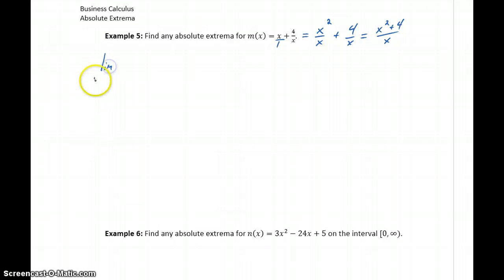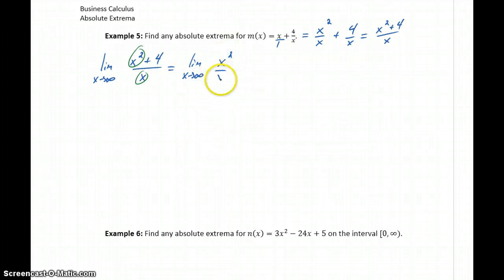And what we're going to do this time is start off by taking the limit as x goes to infinity and negative infinity. So we're going to start off by considering end behavior. All that matters with end behavior is just the dominant term in the numerator and denominator. So this will become the limit as x approaches infinity of x squared over x, or the limit as x approaches infinity of x. So x is approaching infinity, we're plugging in larger and larger values, which means this limit is headed to positive infinity.